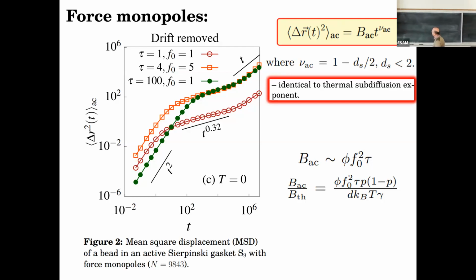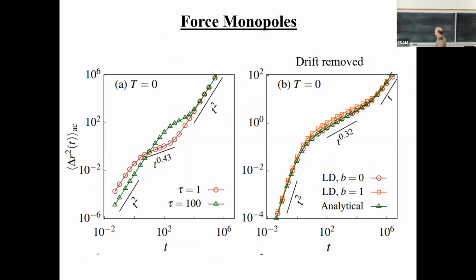We also predict the ratio of active to passive amplitudes. And the main thing to know is it's going like phi, where phi is the concentration of monopoles, not necessarily one, okay, f squared tau. That's the most important thing.